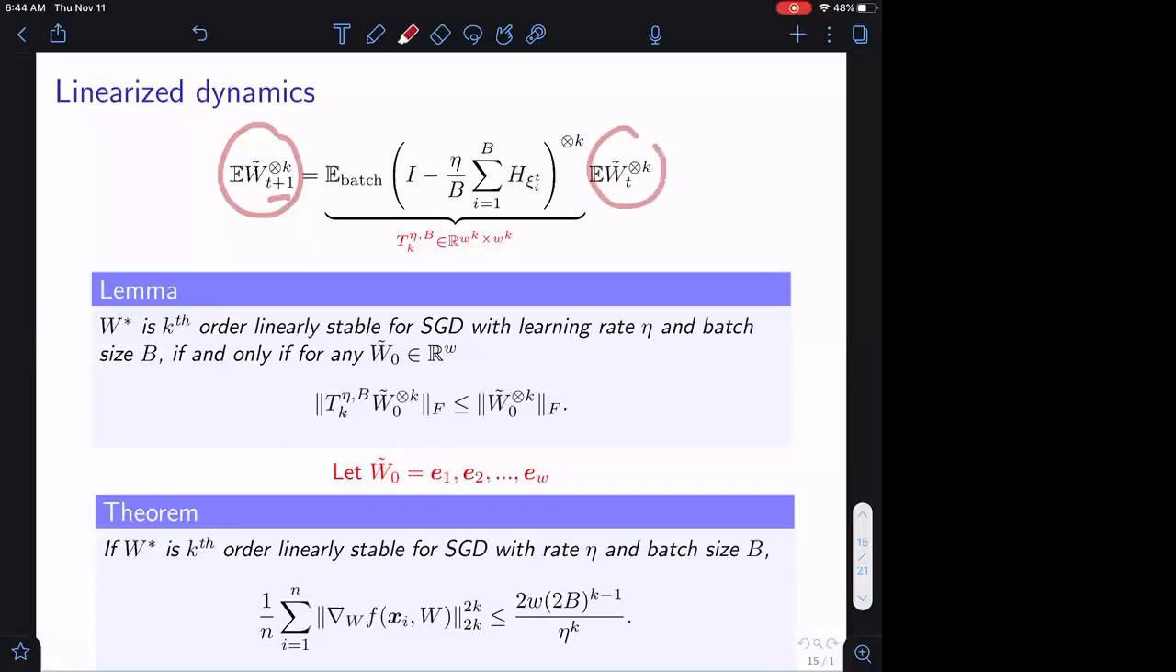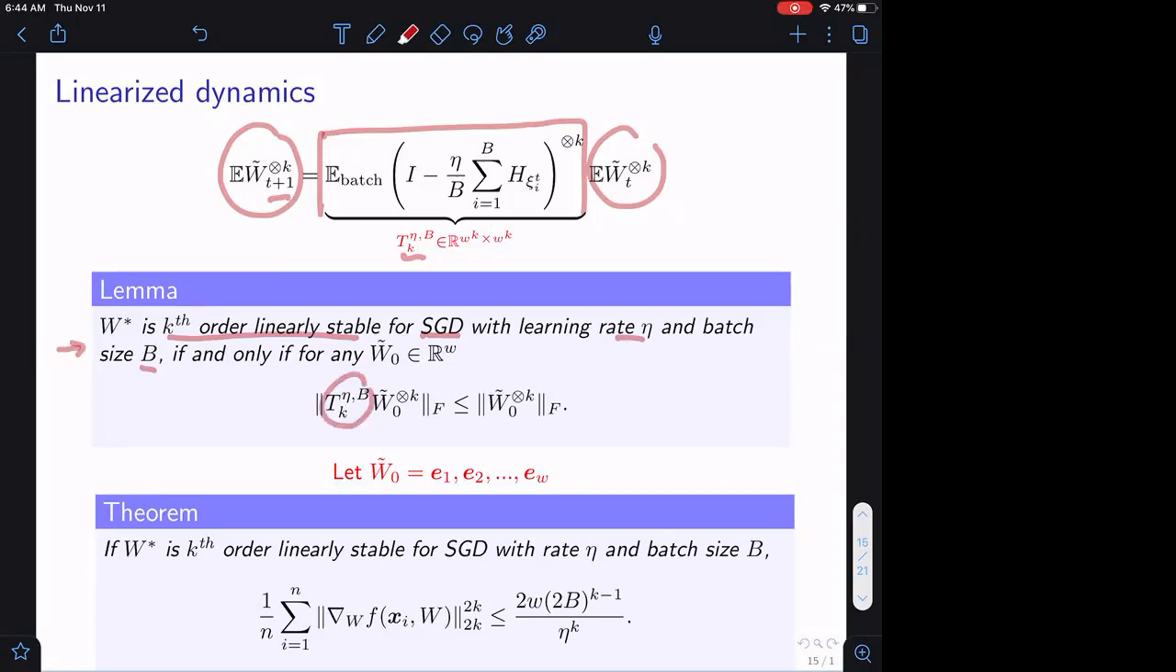So from here, it's clear that in order to show that my linearized dynamics is stable, then this matrix itself, which I denoted by T, has to be bounded by 1. Here's just a simple statement saying what I just described: if, for example, my SGD finds the W star in a linear stable way, and it's case order linear stable with a fixed learning rate and mini batch size, then this T operator itself has to have a norm at most 1.